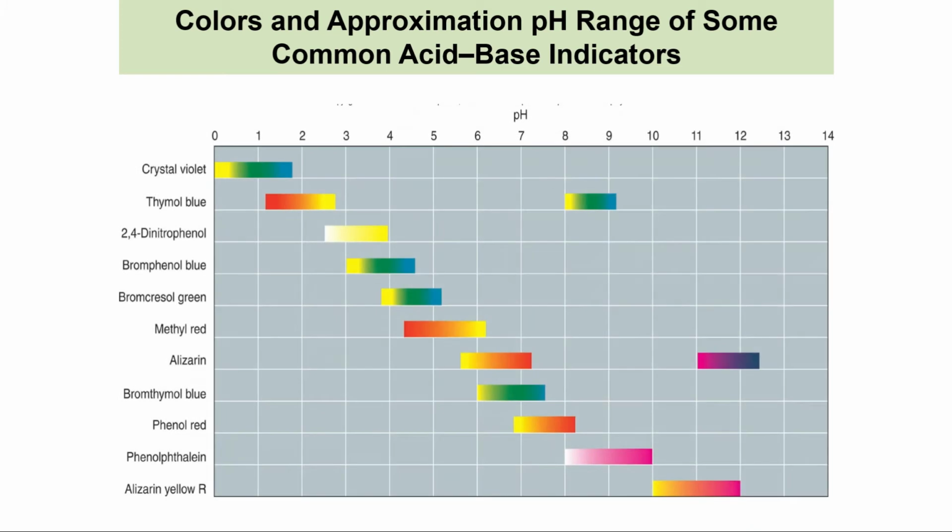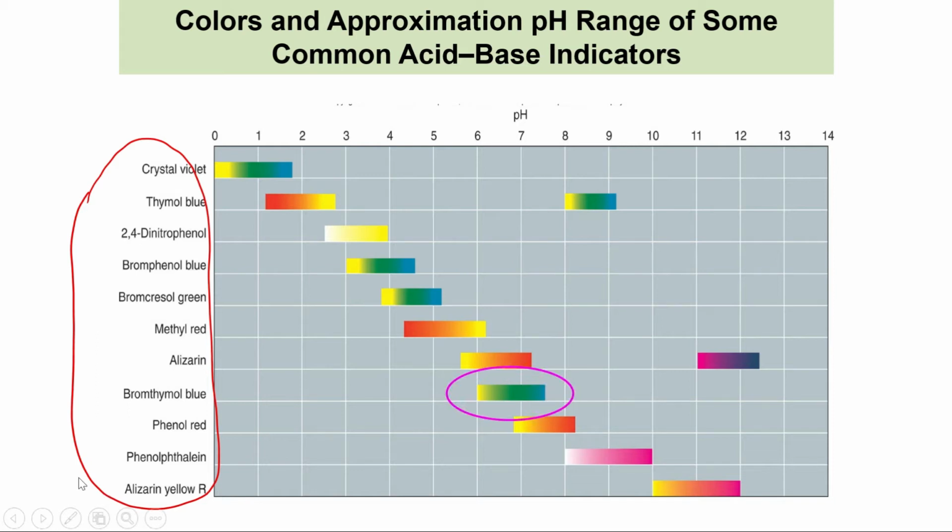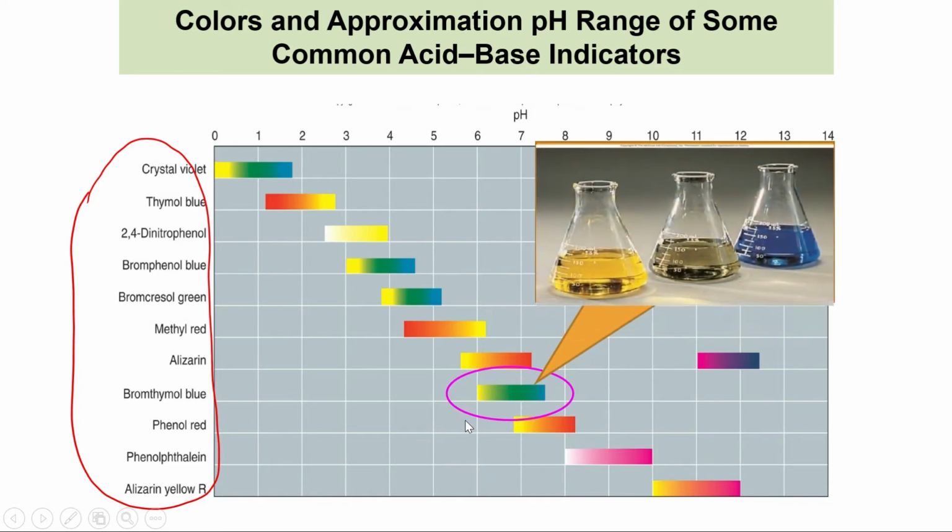Right? So here are a few examples of colors and approximate pH ranges of some common acid-base indicators. There may be some indicators that you haven't heard of before, but now we are going to look through one example, which is bromothymol blue. We can see that the pH range is less than 2, from 6 up to about 7.5. We can see here that it has 3 different colors.